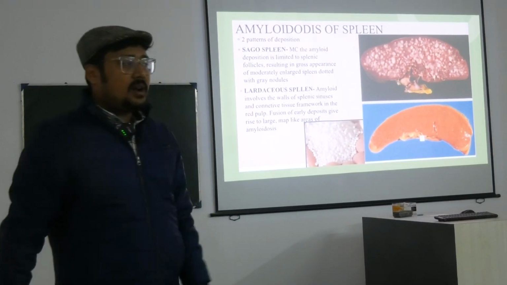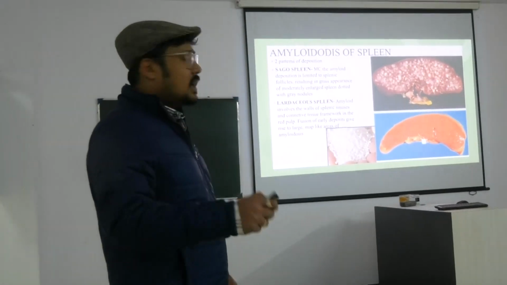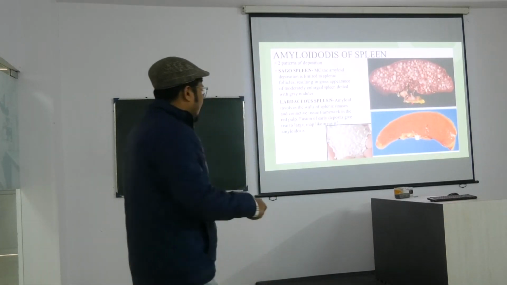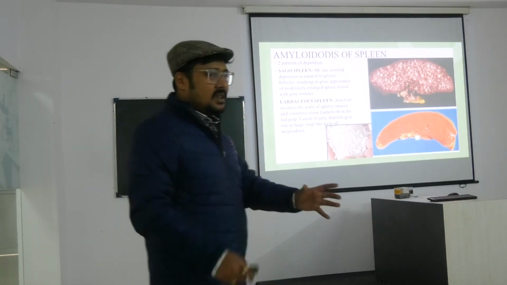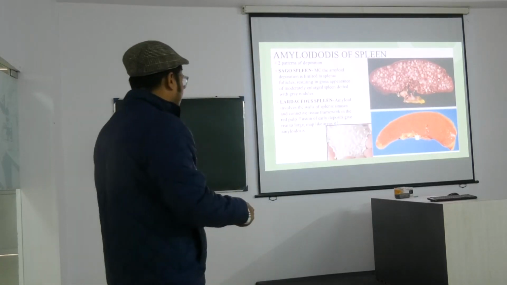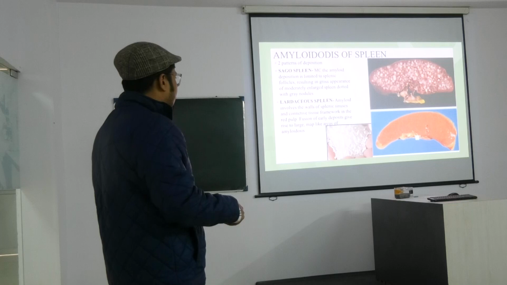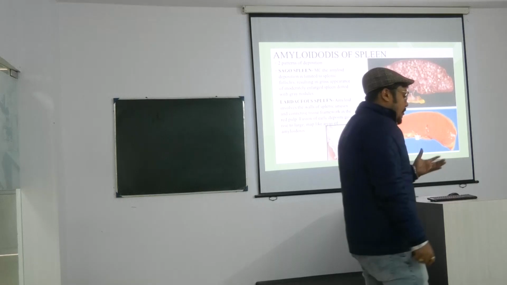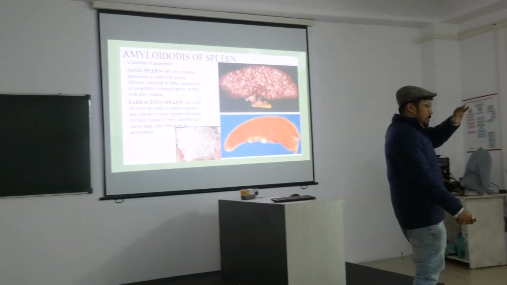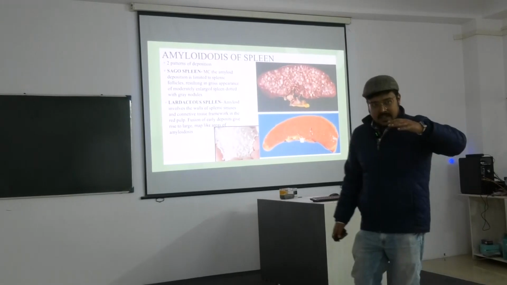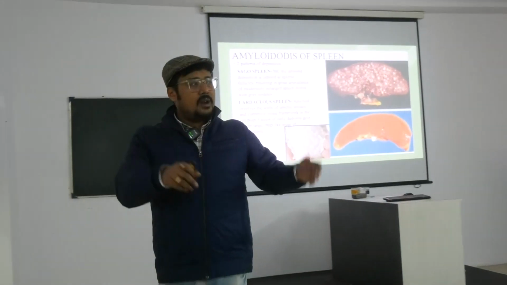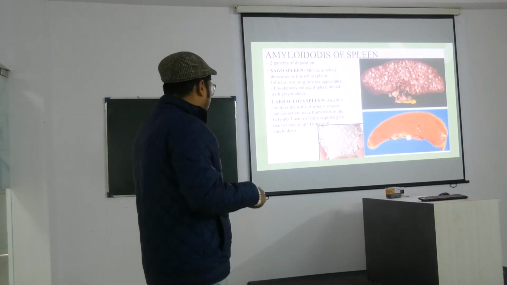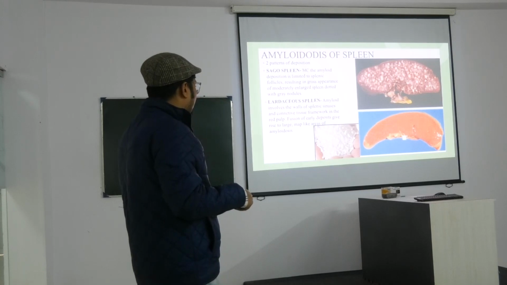So what does the amyloid deposit in sago spleen? In splenic follicles. This is a lymphoid organ, so it contains lymphoid follicles. So in sago spleen, amyloid tends to deposit in splenic follicles, resulting in the gross appearance of a moderately enlarged spleen. Another pattern is Lardaceous spleen. The amyloid deposits in the subcapsular sinus, within the capsule, the vascular framework. It deposits in the wall of splenic sinuses and connective tissue framework in the red pulp.